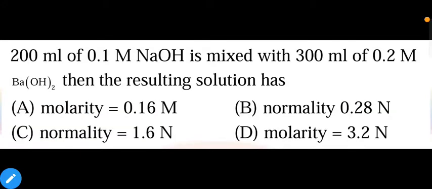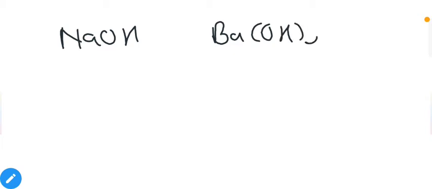So the question is: 200 ml of 0.1 molar NaOH is mixed with 300 ml of 0.2 molar Ba(OH)2. Then the resulting solution has molarity equal to 0.16 molar, normality 0.28 normal, normality 1.6, or molarity 3.2. So here we have two different solutions. First is NaOH and second is Ba(OH)2. We will find both concentrations mentioned in the question, that means molarity and normality.